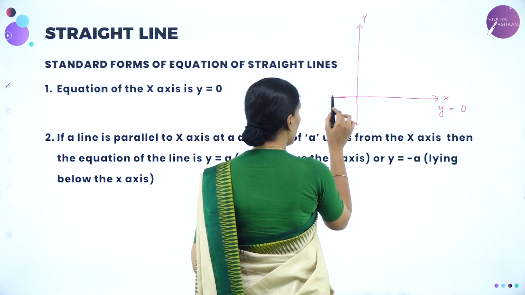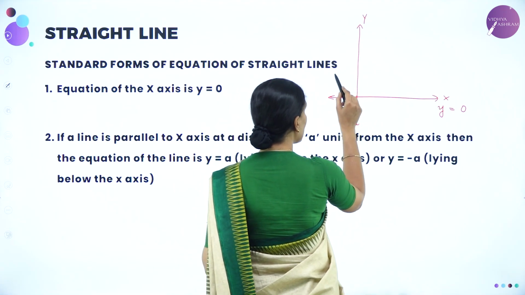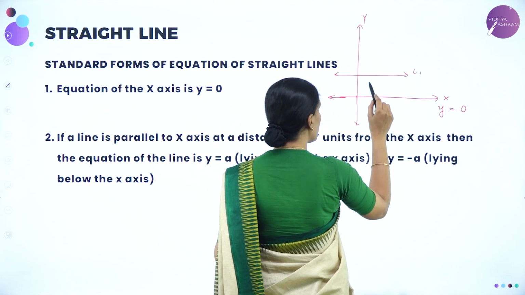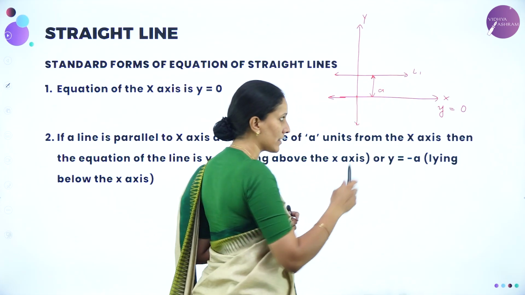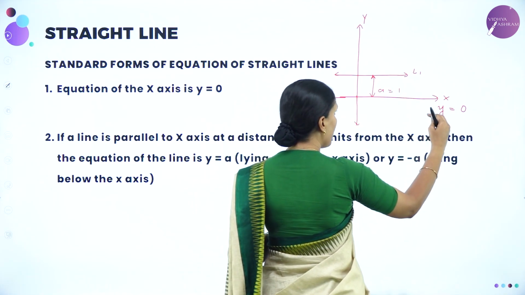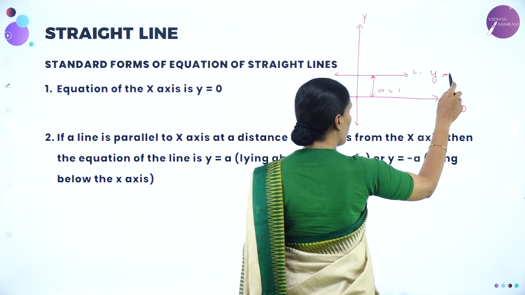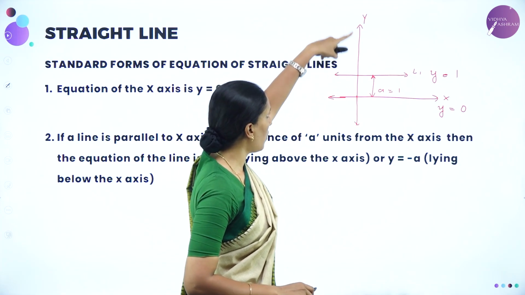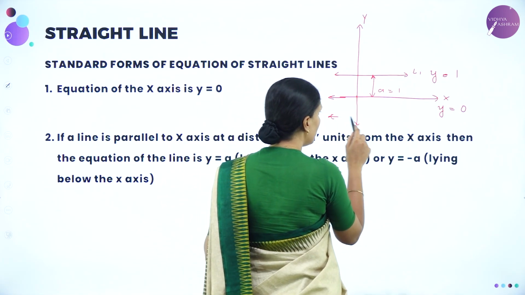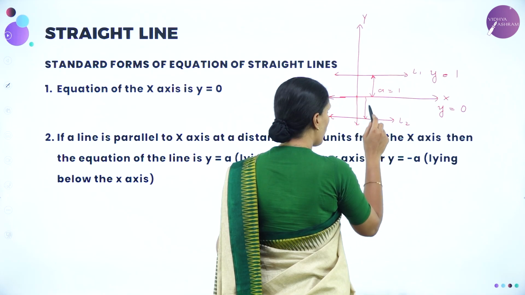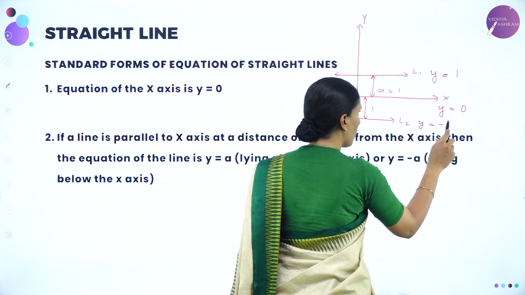Now, suppose we take any line which is parallel to the x-axis. Let me take this line as L1, which is at a distance A from the x-axis, for example, 1 unit from the x-axis. Any line parallel to the x-axis is written with an equation y equal to its distance, so y is equal to 1. Since it is in the positive direction, y is equal to 1. If I take a line L2, at a distance 1 but where the point is minus 1, then the equation of this line is y is equal to minus 1.